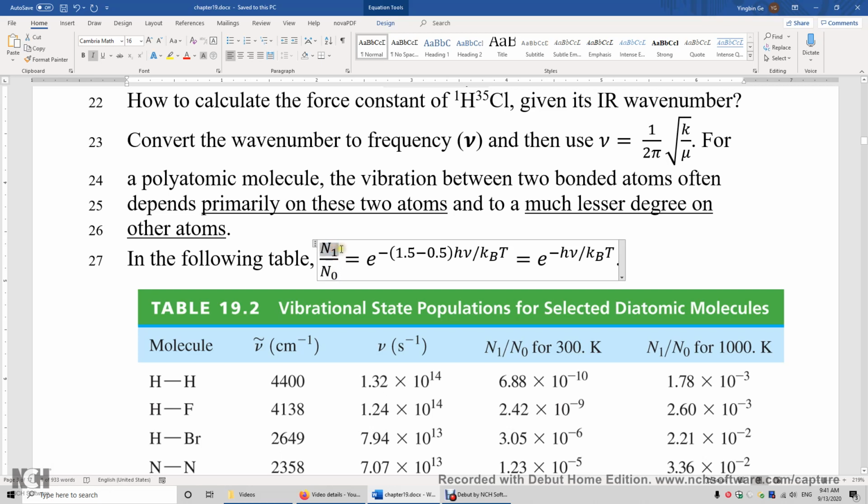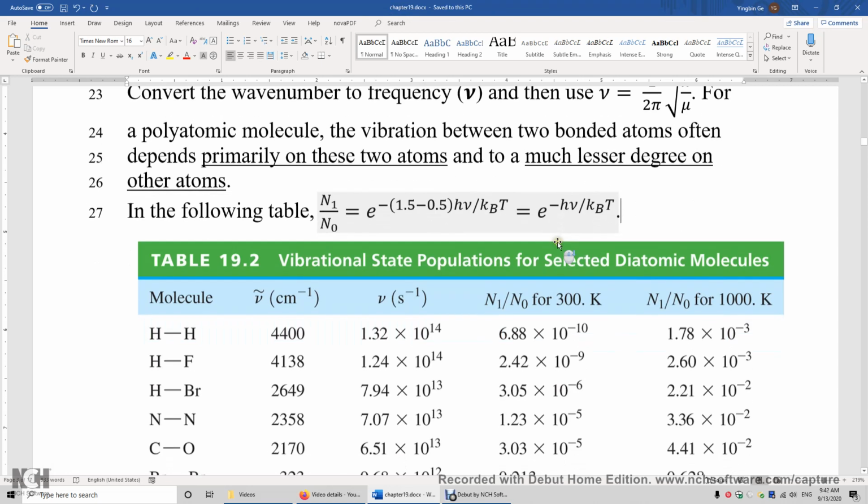And over here, n is 1. So these molecules have 1.5 h nu vibrational energy. We can compute the ratio between these two. This is the so-called Boltzmann distribution. The ratio between these two is e to the power of negative energy difference divided by kBT. What's the energy difference? Well, the difference between 0.5 h nu and 1.5 h nu is simply h nu. Pay attention to this negative sign here. So that means the higher the energy, the lower the population.